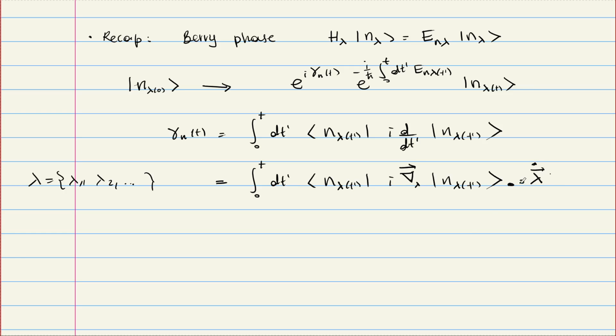Okay, let me do it like this. So this is d lambda dt prime, and we are physicists, we can cancel this with this, and then this is going to be a line integral from lambda of 0 to lambda of t. Good.